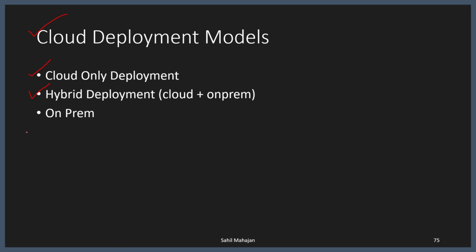So you have a couple of your resources deployed on AWS, and then a couple of your resources deployed on your own data center, that is also called on-prem. And your final cloud deployment model is on-prem, wherein you just deploy everything on your own physical hardware.